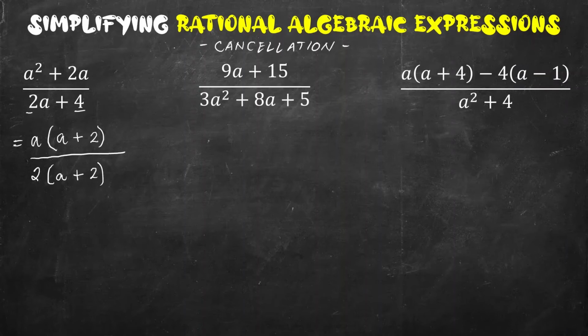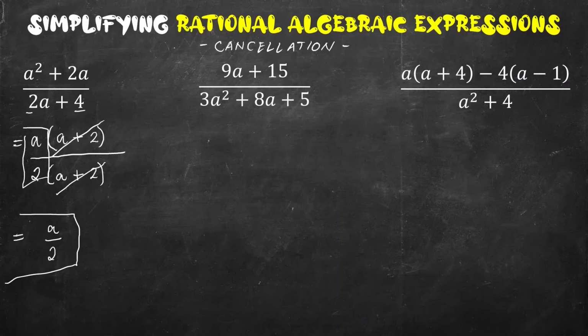Okay, ito yung tinatawag kong cancellation. Lahat ng makikita nyo na magkamukha, quantity, or whatever, ika-cancel nyo. So, since nakita nyo na si numerator and denominator both have a plus 2, cancel lang natin si a plus 2. Ang matitira na lang ay si a over 2. So, that will be our final answer, a over 2.